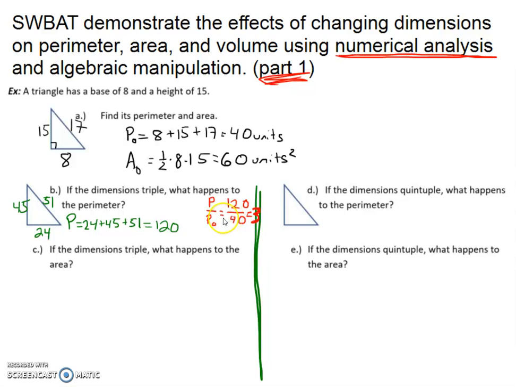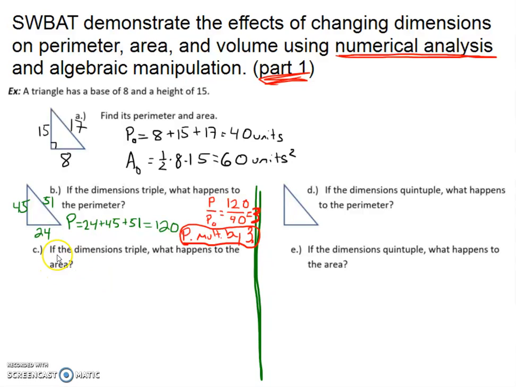Well, what that means is that the perimeter has multiplied by 3, which shouldn't really be a surprise because the dimensions tripled. So our answer to the question, what happens to the perimeter, is that the perimeter multiplies by 3. I'm sorry I didn't give a lot of space for this, but this is the answer to the question here.